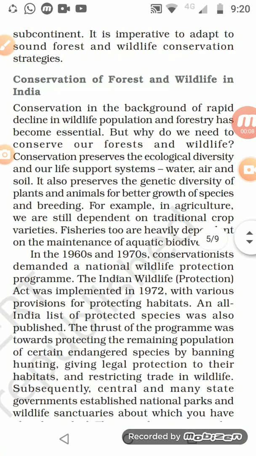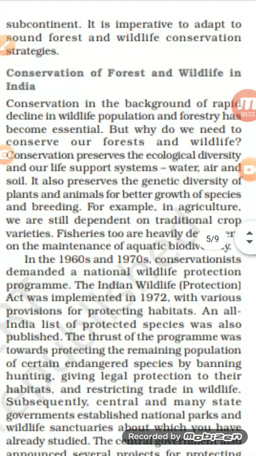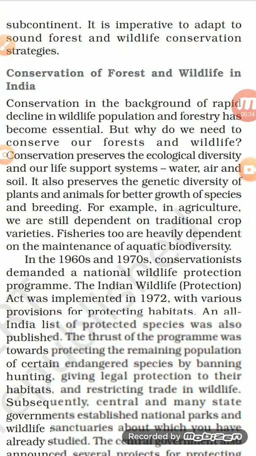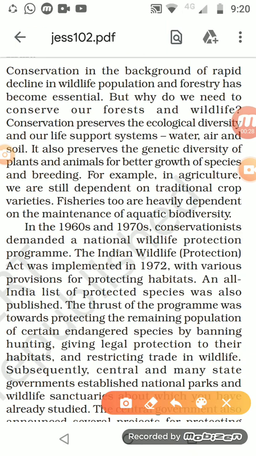Last module we stopped where we discussed the causes of the degradation of forest resources and wildlife resources. Now children, what we will understand is conservation of forest and wildlife resources. So we will see, children, how we conserve the forest and the wildlife in India.